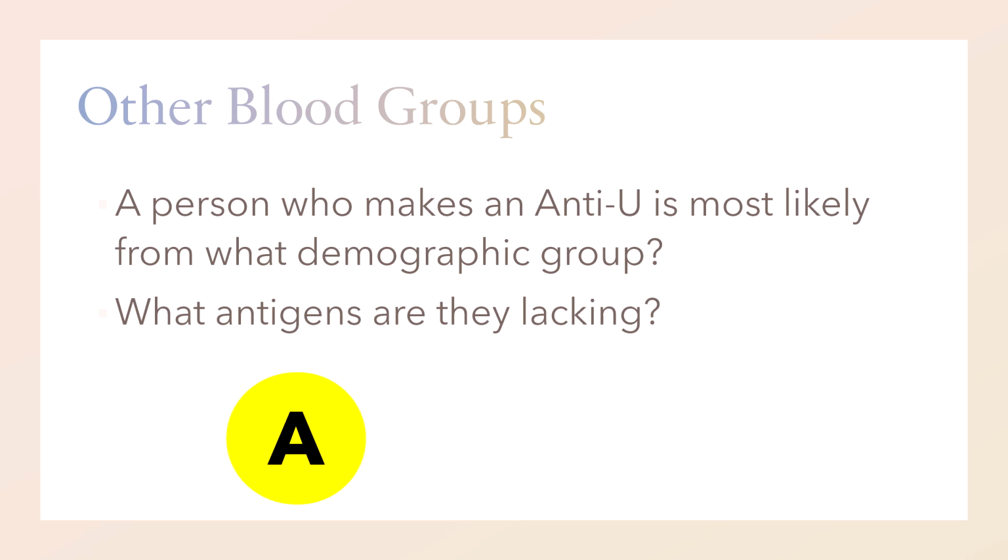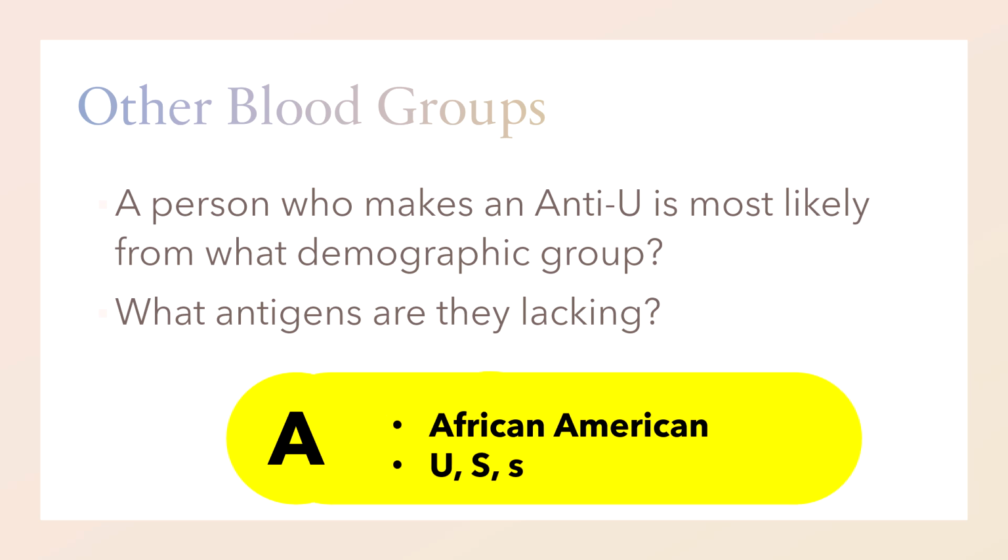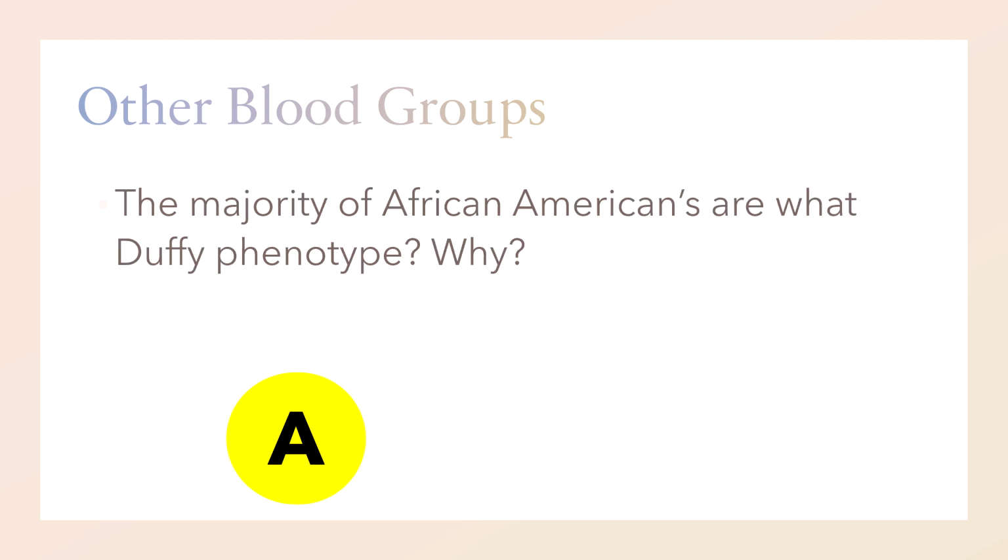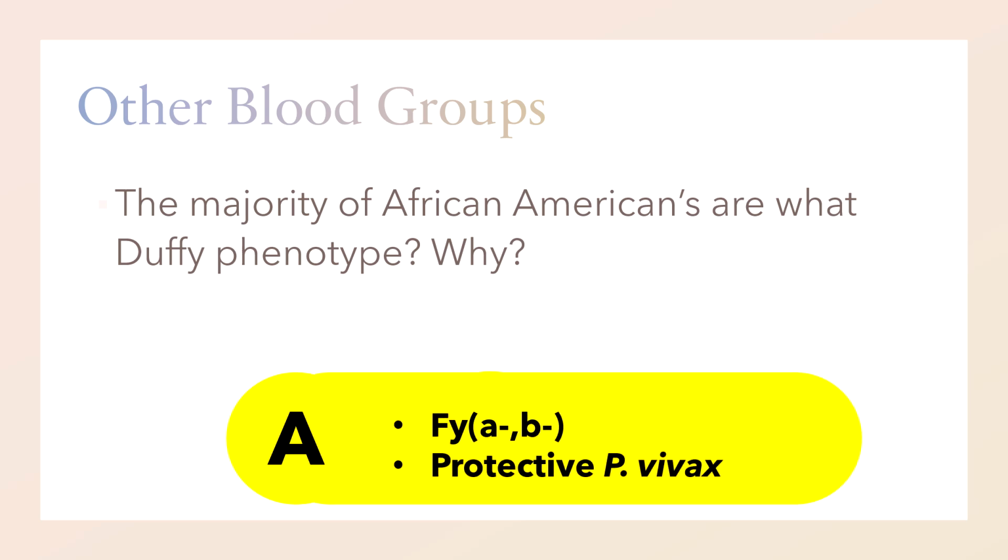A person who makes anti-U is most likely from what demographic group? And what antigens would they also be lacking? So they would most likely be African American. They would be lacking U, big S, and little s. The majority of African Americans are what Duffy type and why? Duffy A negative, B negative, because it's protective against Plasmodium vivax.